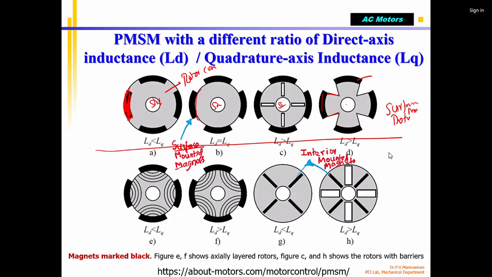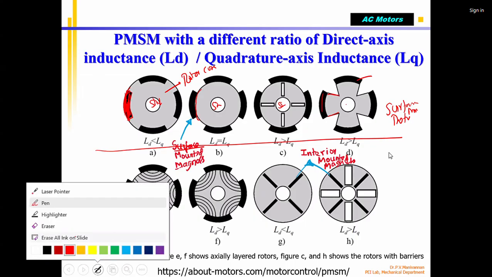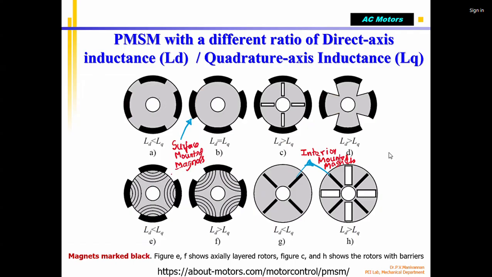The second one is called the interior type, IPM. The second row is not fully interior, because this also shows how the magnetic flux is. These are also surface mounted. Wherever LD is less than LQ, we can see that it will be interior.